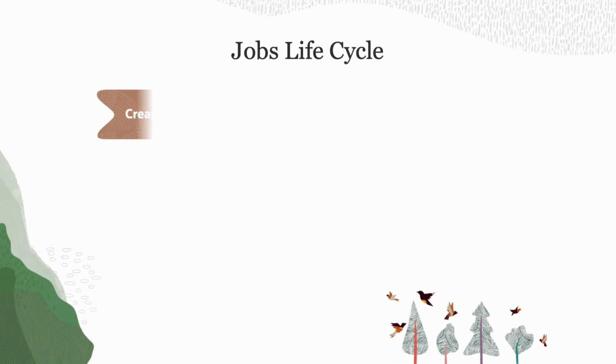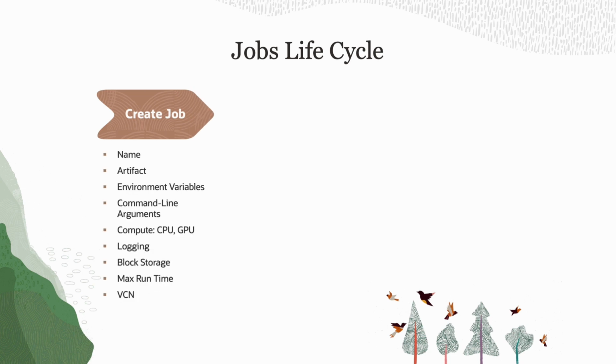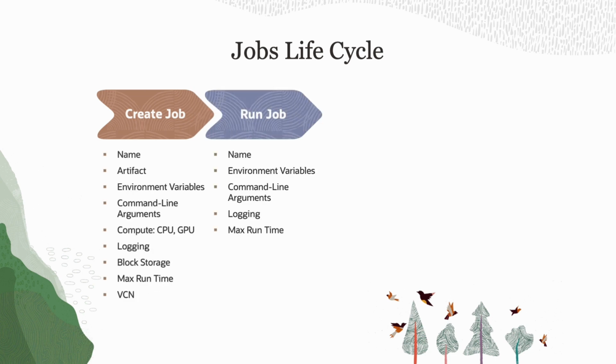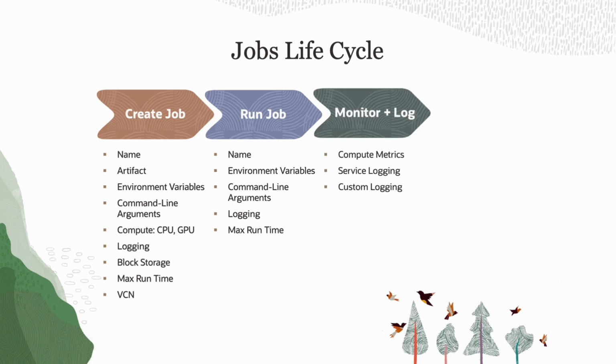Here is the entire job lifecycle. We've already discussed creating and running jobs, which are the left two columns. The next step in the life cycle is the monitoring and logging, which includes compute metrics and service and custom logging. You will hear more about this in the later lessons. The last step in the job lifecycle is completing or canceling a job, either of which triggers the deprovisioning process and triggers any follow-on events.